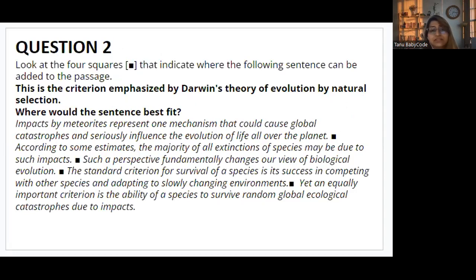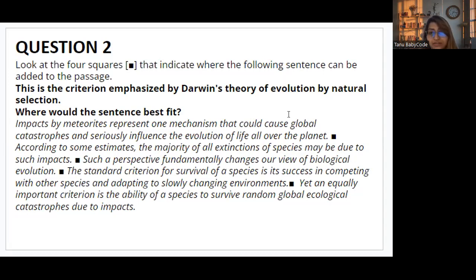Let's see the second one. Four squares again. This is your sentence: this is the criterion emphasized by Darwin's theory of evolution by natural selection. Where would the sentence best fit? So see here, four boxes. Now see, this is the criterion. So this is a pronoun. That means you will be adding this prompt sentence after that general sentence.